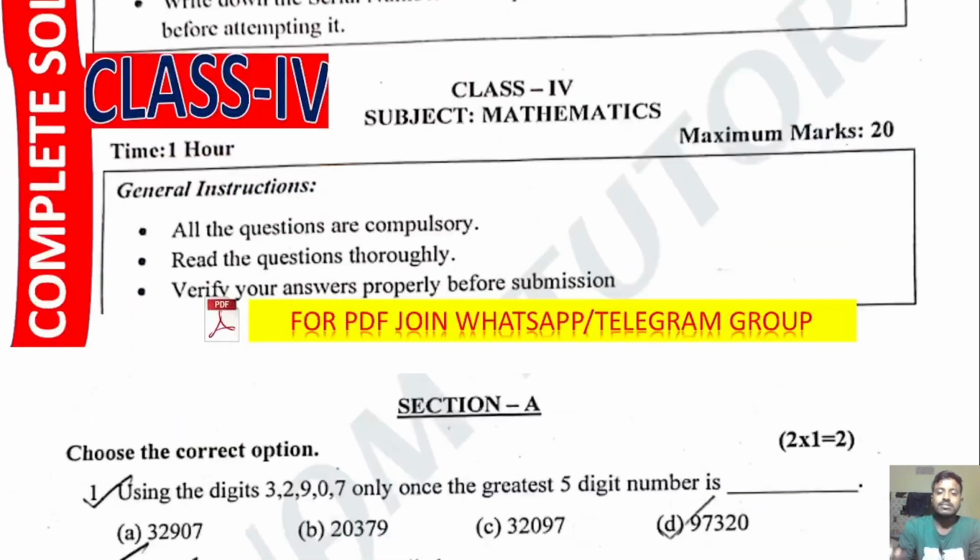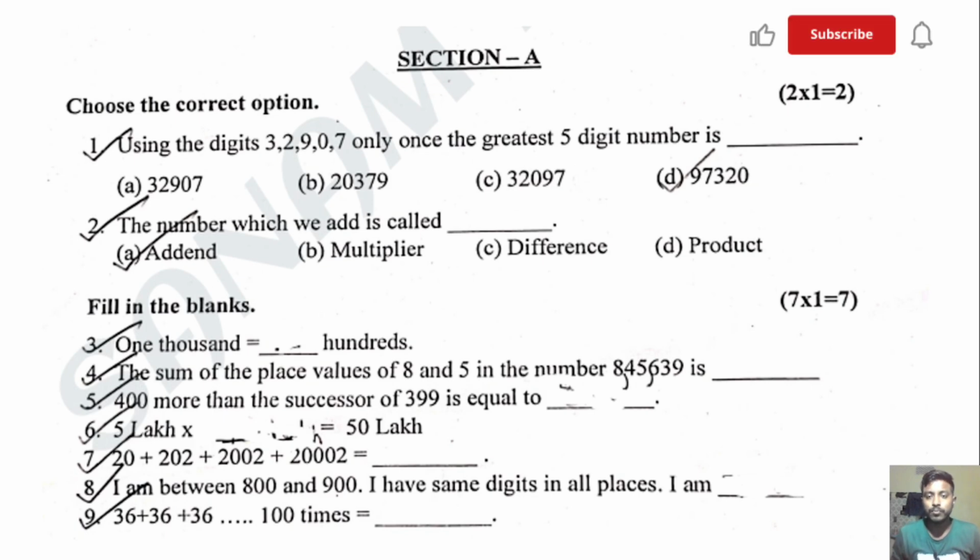So let's begin the session. Total full marks 20. Okay, Section A, choose the correct option.